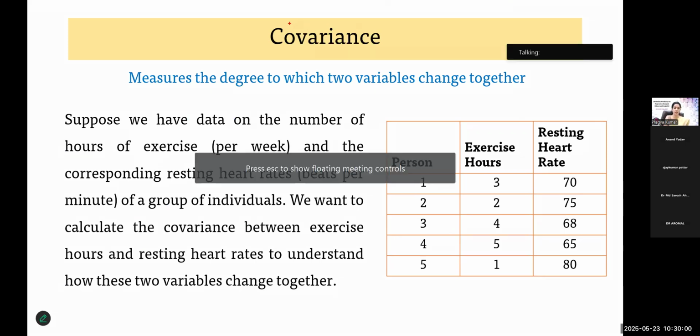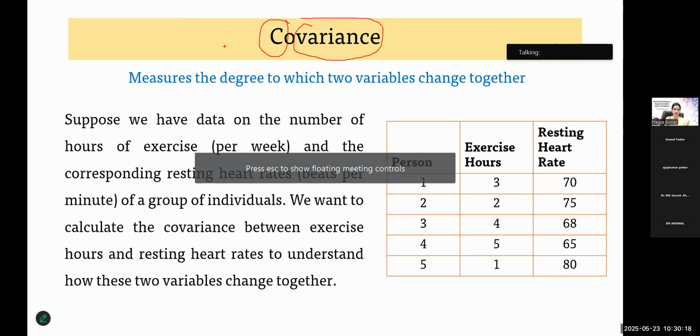There is a first term, co, which means together, and variance means vary. Vary means how it is changing. If you change one variable, how the second variable is changing. So this is the concept of covariance.